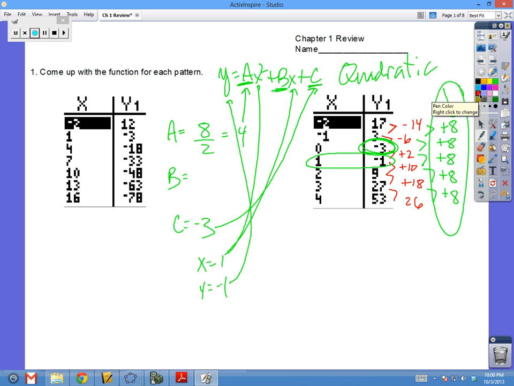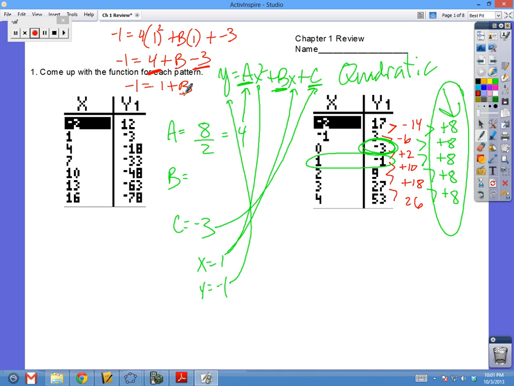So we're going to have this equation. We're going to have -1 equals a, which is 4, times 1 squared plus b times 1 plus c, which is -3. Okay, now let's clean that up. -1 equals 1 squared times 4, which is just 4. b times 1 is just b, -3. Now I'm going to add up these numbers right here, 4 minus 3. So again, -1 equals 1 plus b.